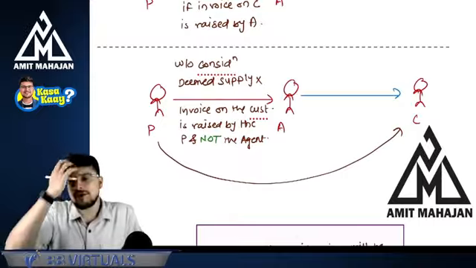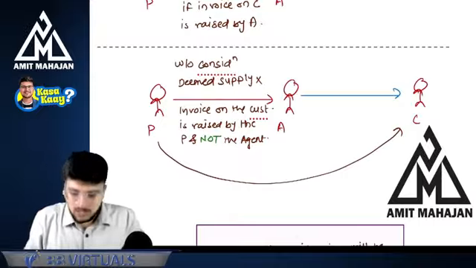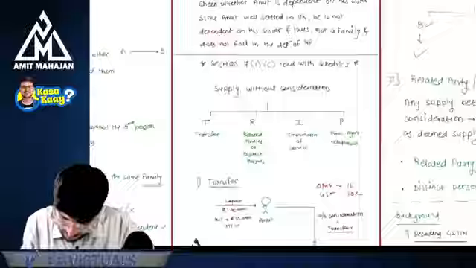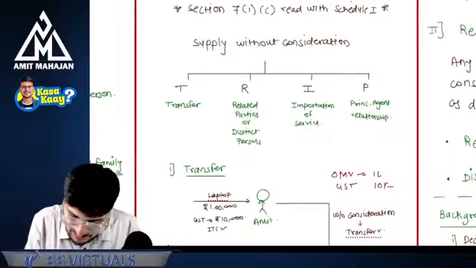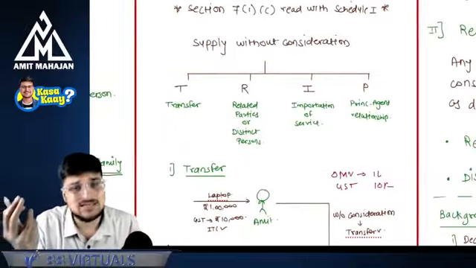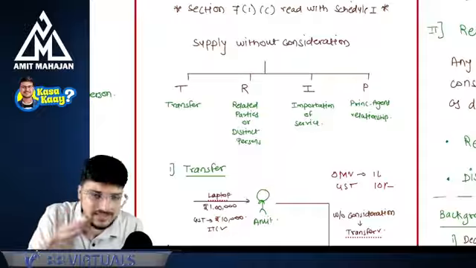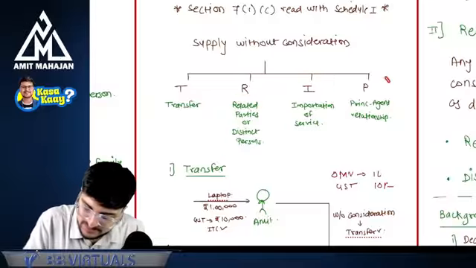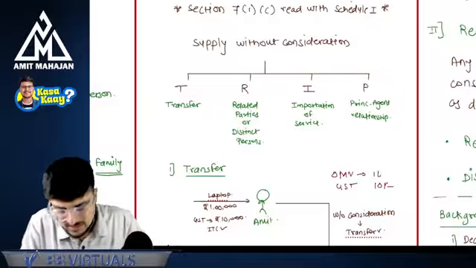Are you clear with this particular point? So these are the 5 points which I wanted to discuss in this part. 7.1c, supply without consideration, has 4 points. Number one, TRIP. T is transfer. R is related party, any transaction between two related parties and distinct persons. I is importation of service, and P is principal agent relationships.